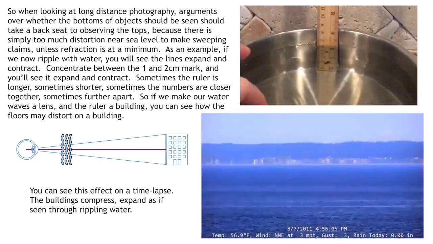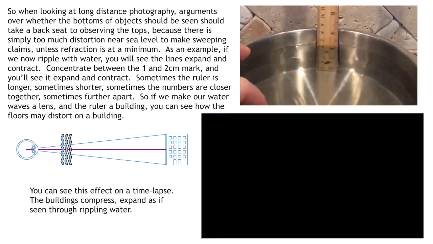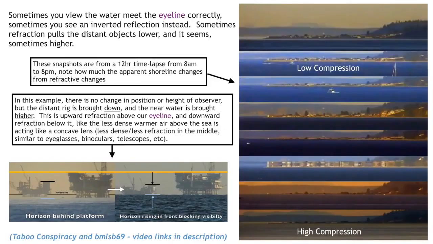It's almost as if you are looking through rippling water to see these effects. So I've kind of depicted that here on the diagram. It's almost as if you're looking through these wavy phenomena or wavy atmospheric conditions to see an object with various lensing effects. So sometimes you view water meet the eye line correctly. Sometimes that water meets it somewhat correct or without a terrible amount of distortion. And sometimes you see an inverted reflection instead.